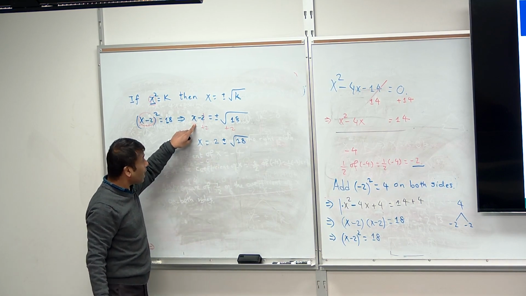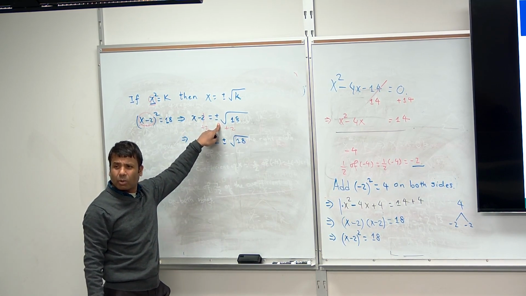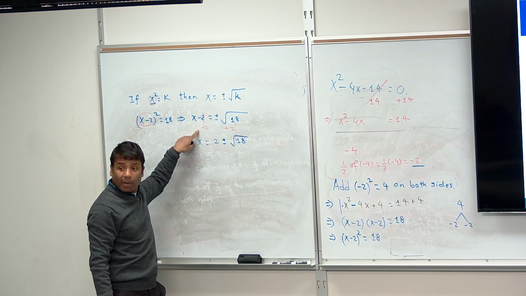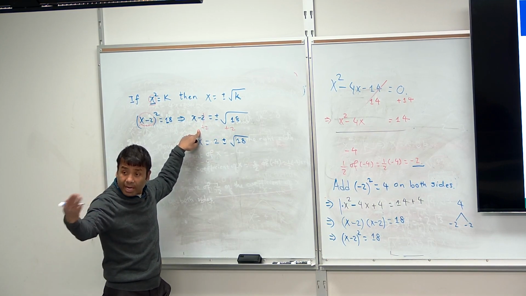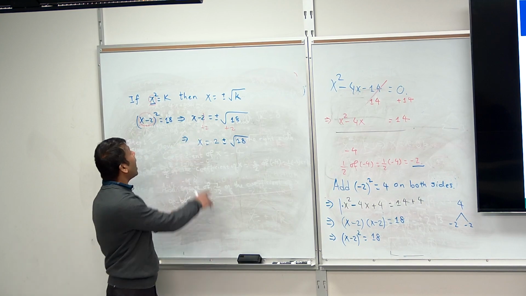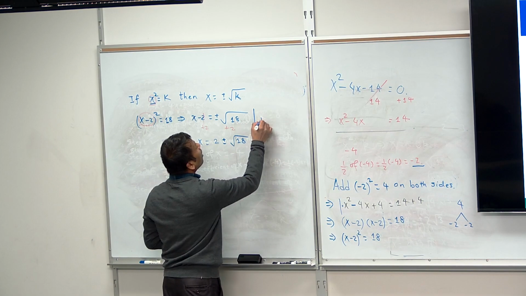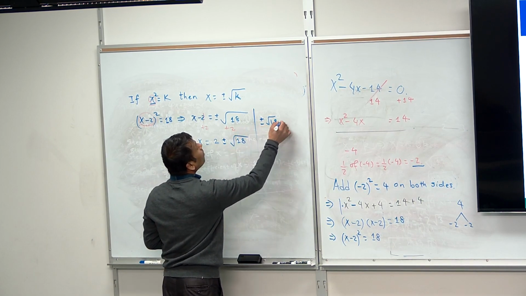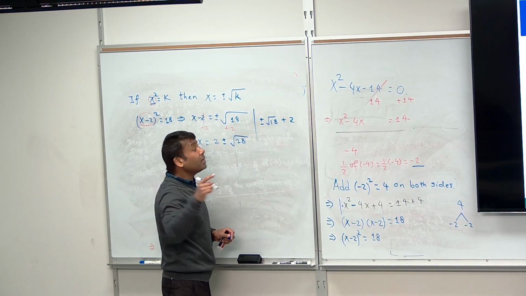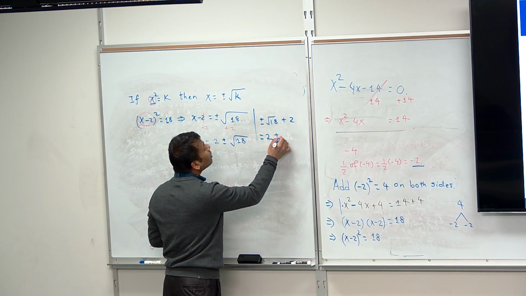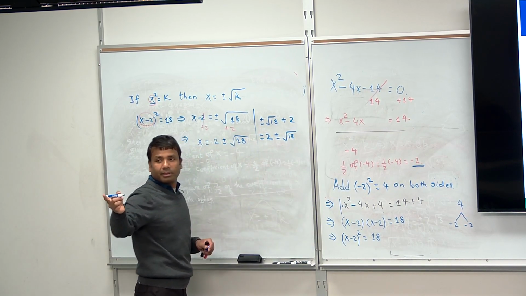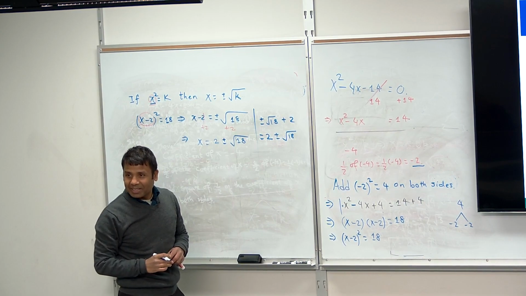Look here, you see x minus 2 equal to plus or minus radical 18. You need to find the value of x, so that means you need to isolate x. So you add 2 on both sides. If you do this, it is plus or minus radical 18 plus 2. But this is the same as 2 plus or minus radical 18. Now it makes sense, right?